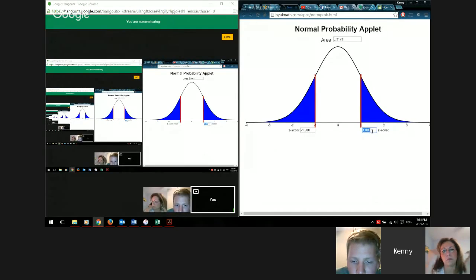What, do you want to share your applet with your screenshot thingy, Kenny, and put that 4.114 in? Or do you think it's another number we're supposed to put in? The z-score. Okay, what do I put in the z-score? 4.114? Unless Ryan thinks it should be something different.